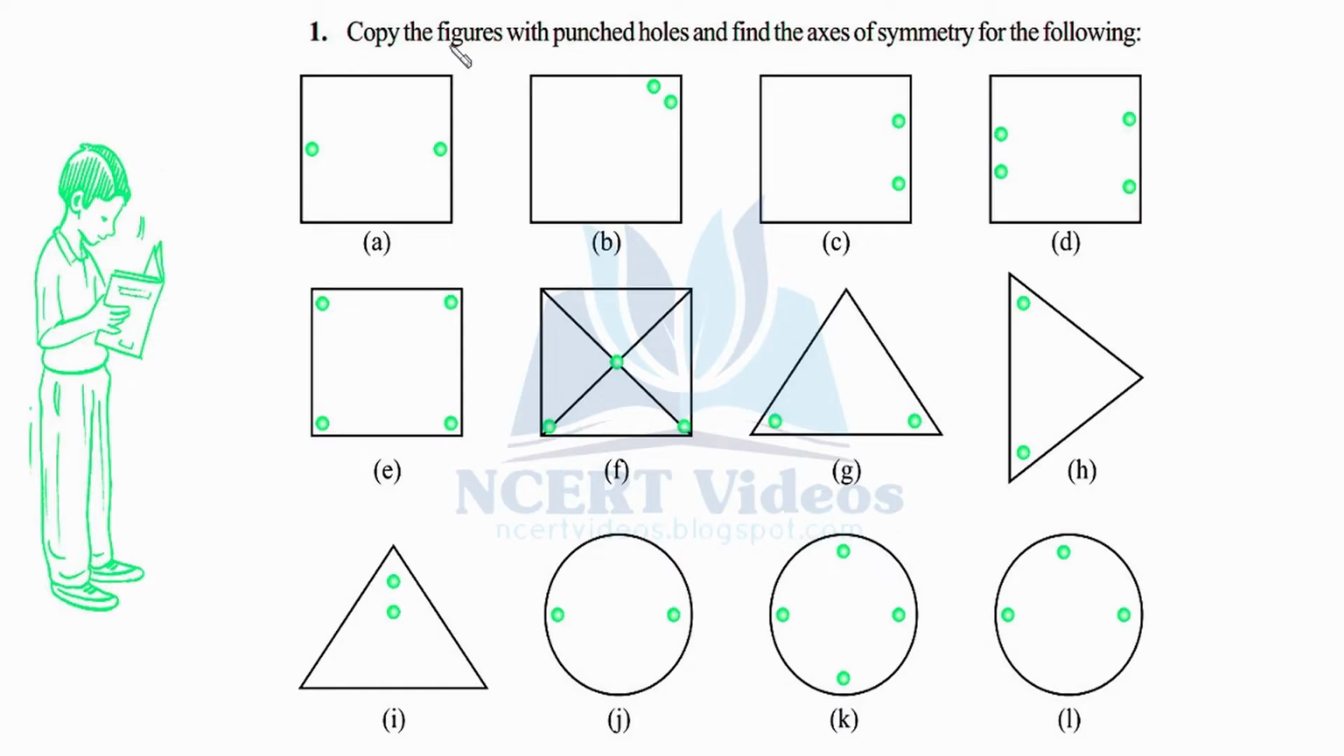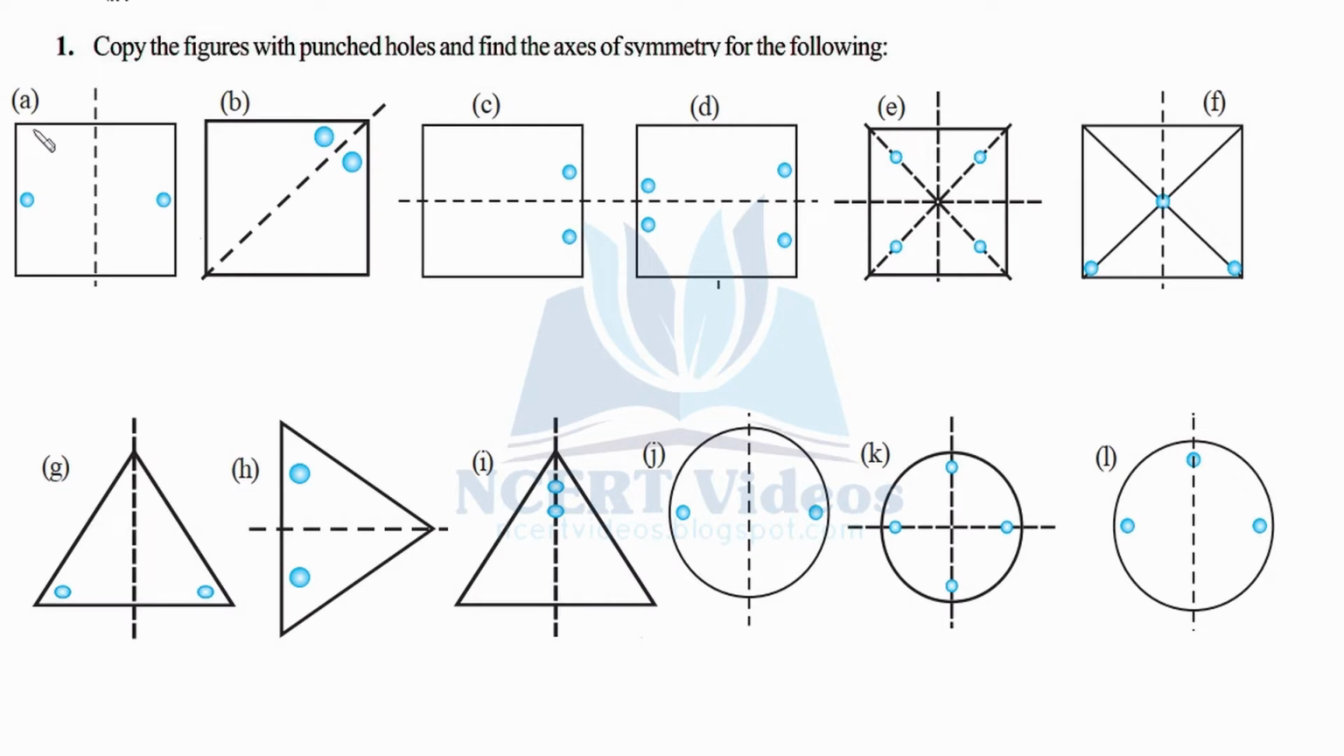Question 1. Copy the figures with punched holes and find the axis of symmetry for the following. A part. In this figure, we have to find the axis of symmetry. That is, where should we place the mirror so that we get a symmetrical figure. So if you place the mirror here, then you will be able to get a copy of this image on the mirror. So this is your vertical line of symmetry.